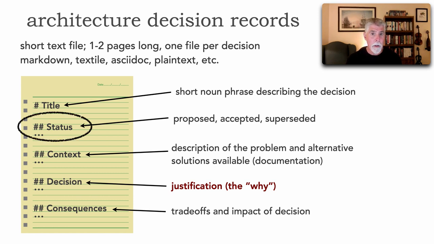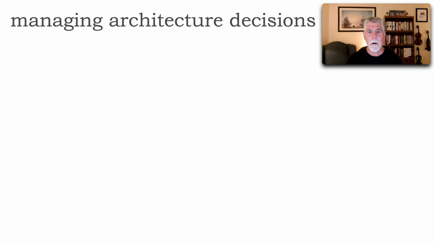Now, in lesson 55, I talked a lot about each of these, but what I want to focus on in this lesson, number 141, is the status. In other words, how do you manage an architecture decision record?